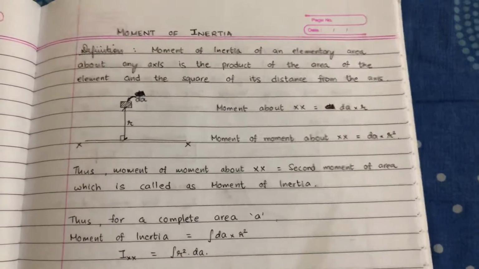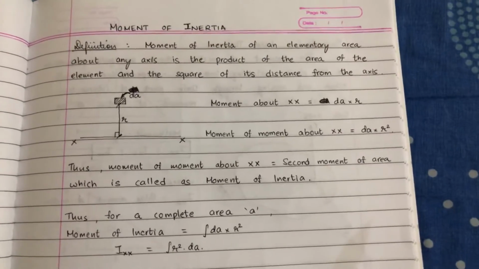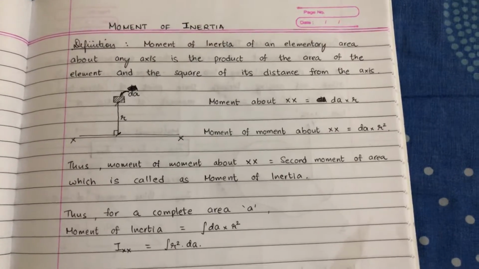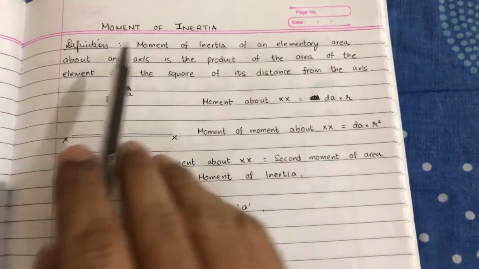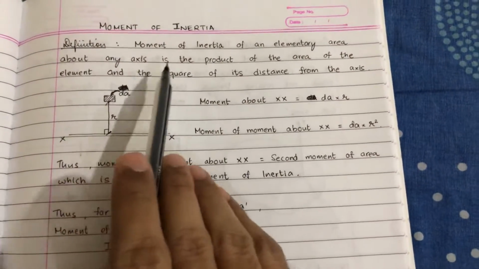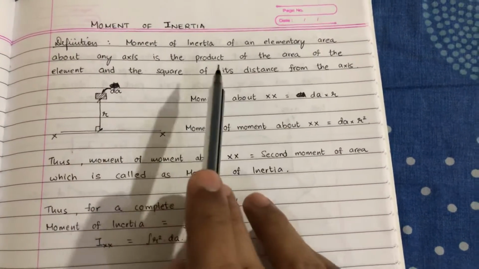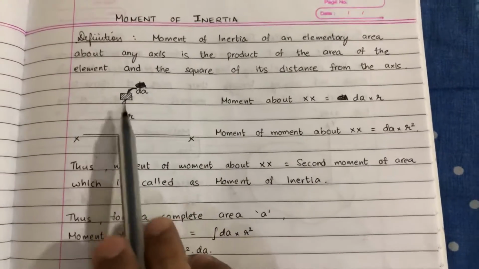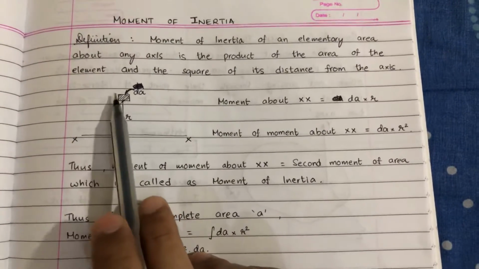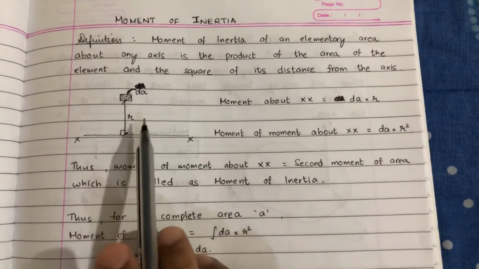Our next topic is moment of inertia. This is the definition of moment of inertia. Moment of inertia of an elementary area about any axis is the product of the area of the element and the square of its distance from the axis. You can see this is an elementary area having a small area dA.